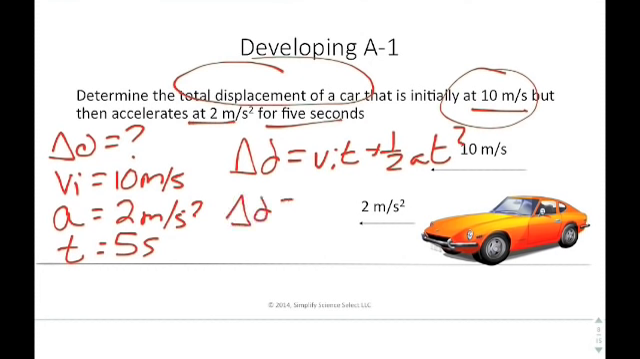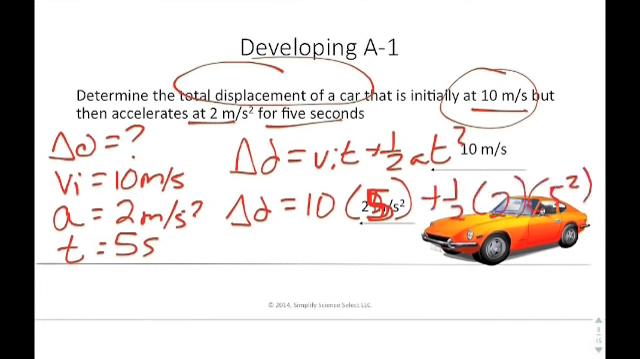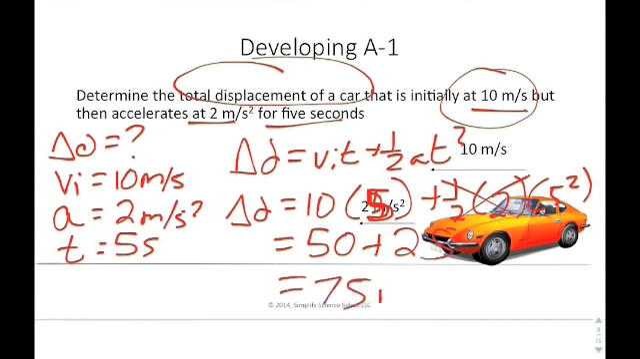Delta D is equal to 10 times 5 plus 1/2 of 2 times 5 squared. Next, you would put this into the calculator. You would say 10 times 5 is 50, plus 1/2 of 2 cancels out. 5 squared is 25. You would say that the total displacement of this particular car is 75 meters.